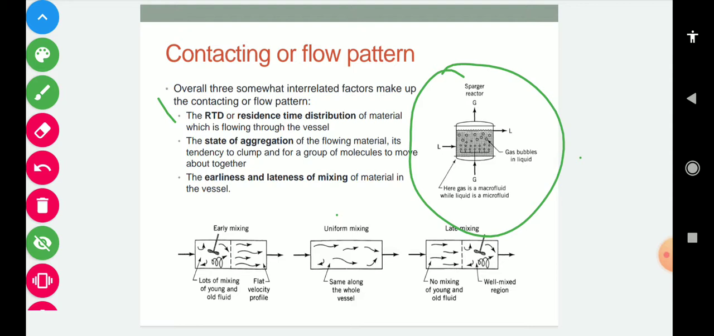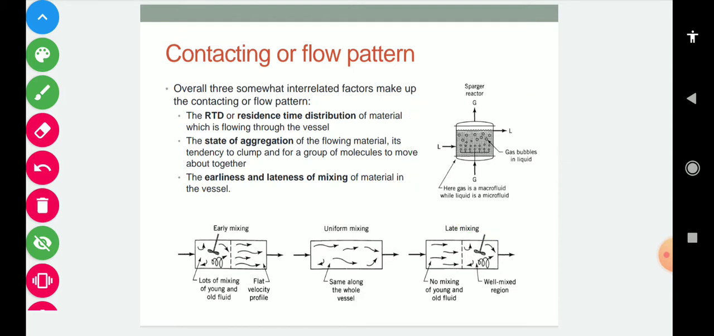The size of the bubble is also important, because if the size of the bubble changes, the total surface area available for mass transfer or chemical reaction also changes. Due to the change in area, the overall conversion will also change. So the state of aggregation is very important for calculating overall conversion. Third one is earliness and lateness of mixing.